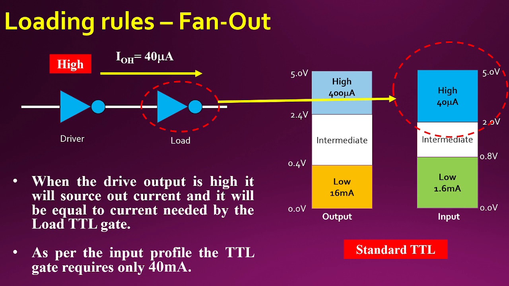So in this case, we can see when a single driver is driving a single load, then when the output is high, it can give out 400, but since it is driving one, its requirement is only 40. So when one NOT gate is connected, you can see it requires only 40 to work. Since the output is high and only one is connected, then 40 microampere will source out of the driver.